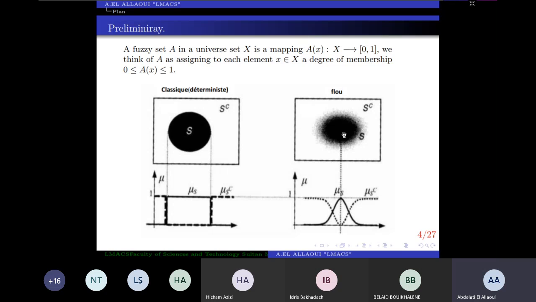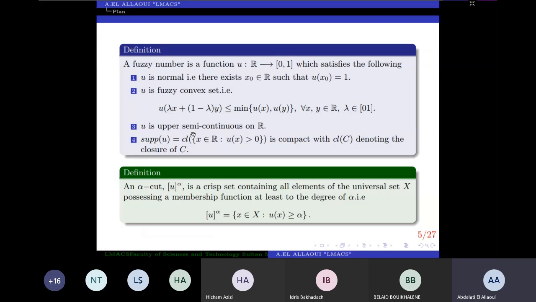So if we take each element here, it has a degree of membership between 0 and 1, characterized by a function into the interval 0, 1 called the membership function. So it's a generalization of the characteristic function. So we can see that a classical set is a particular case of a fuzzy set, and its membership function is the characteristic function. So we define here a fuzzy number.